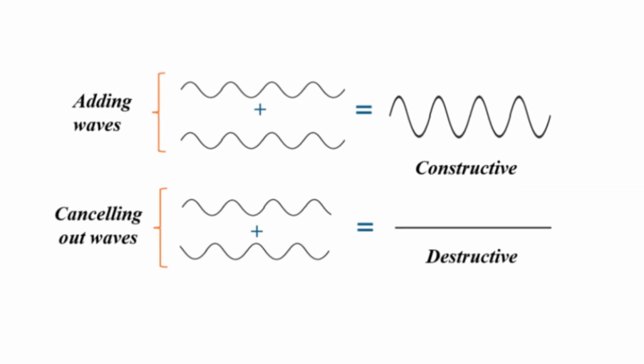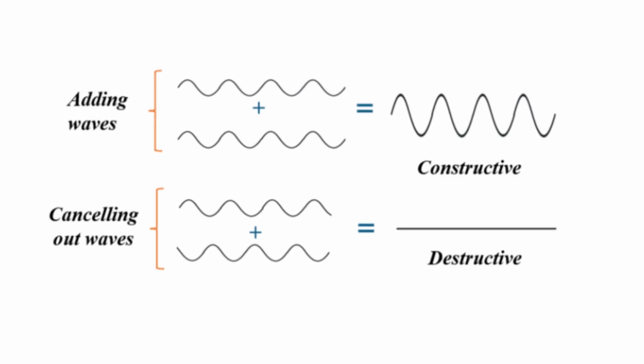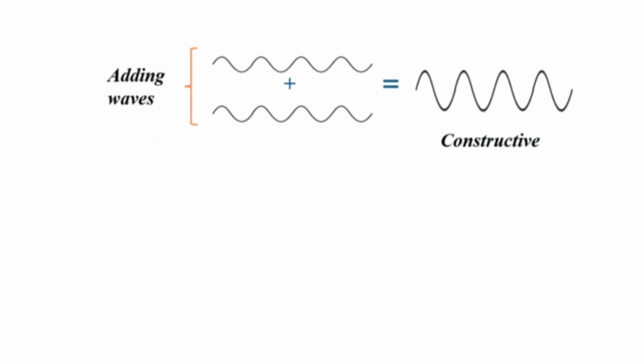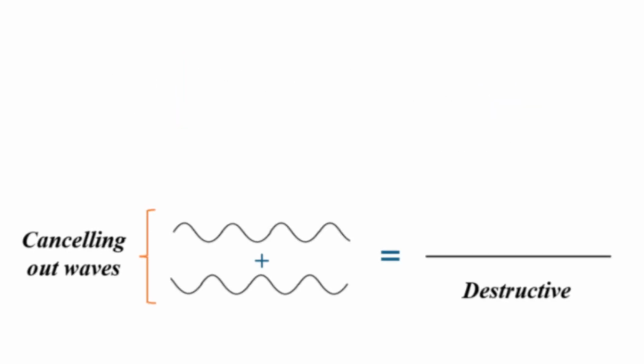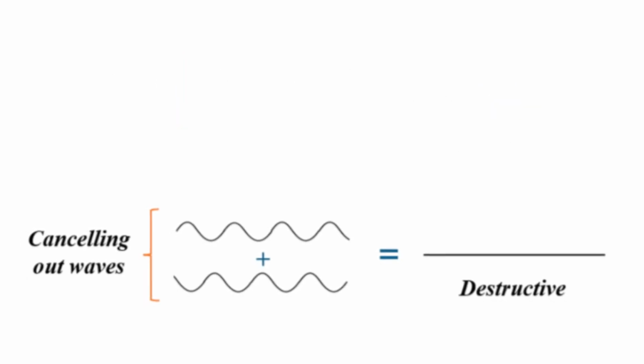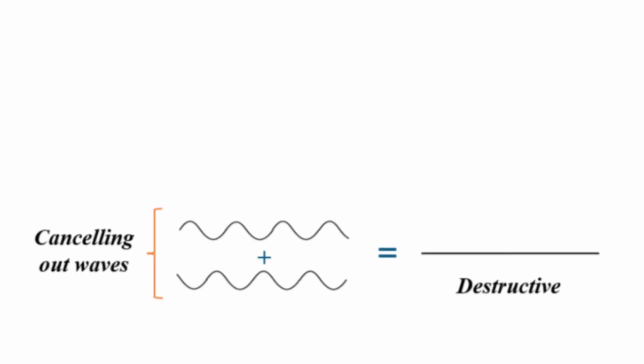When two waves overlap, they can either add together or cancel out. If the peaks line up with peaks, the result becomes a bigger wave. This is called constructive interference. But if the peaks of one wave line up with the valleys of another, they cancel out, giving destructive interference.